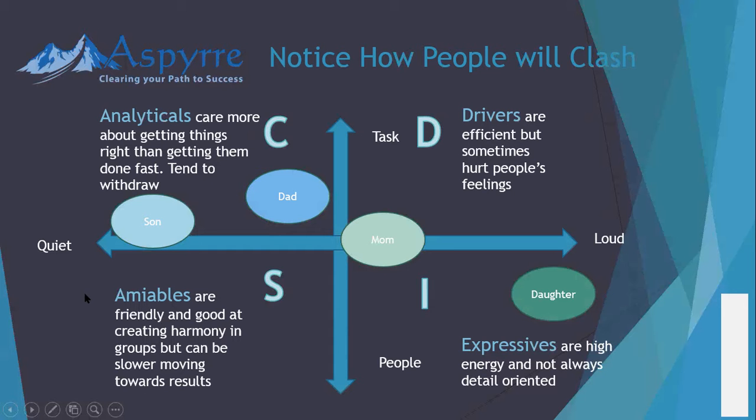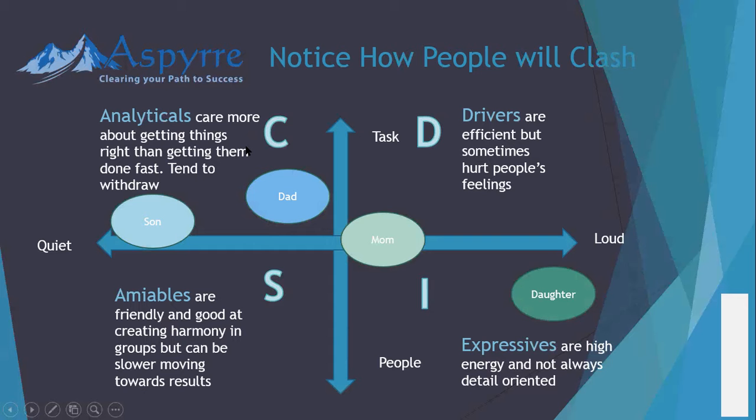Okay, now the analyticals, sometimes called the C. So the S on the DISC is called steady. Amiables tend to work at a steadier pace towards their goals. So they call it steady on the DISC. Analyticals they call conscientious. I would say you could call them very controlling. They really like control. What's most important to them is getting things right, and they tend to attend to detail.